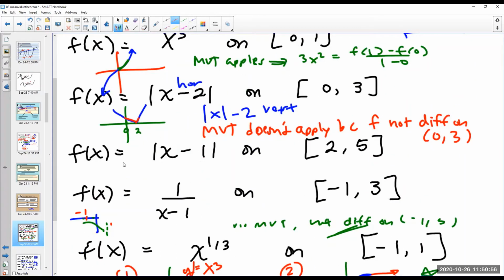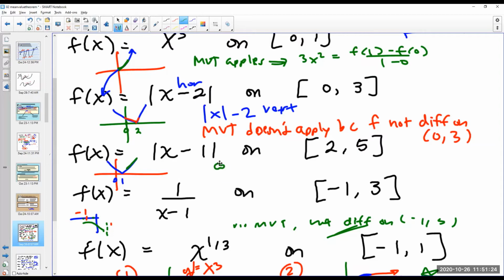What would a graph of the absolute value of x minus 1 look like? Same thing, but which way am I going to shift it? To the right by 1. Before, the sharp turn was at 0, now the sharp turn is at 1. Now let's look at my interval. My interval is between 2 and 5. If I shaded in 2 to 5, do you see I would be right there in this green portion? Does MVT apply here? Yes, so MVT would apply.